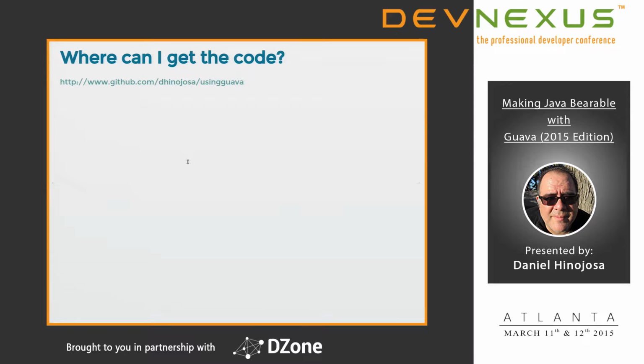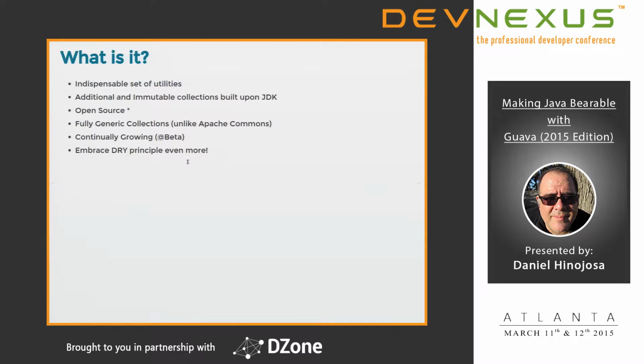So where can you get the code? All the code I have here is at github.com/DHinojosa/using-Guava. All this code, all my slides are backed up by code. They're all JUnit tests. Run them, see how they work, and you're more than welcome to add to it. It's a public repository, so have at it.